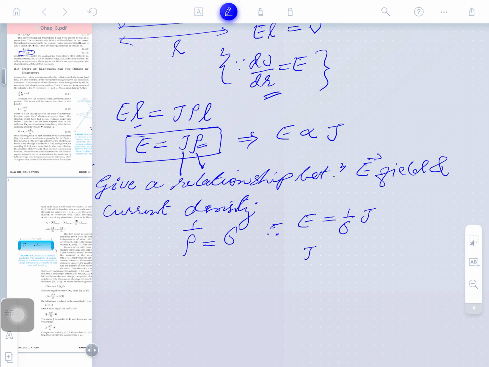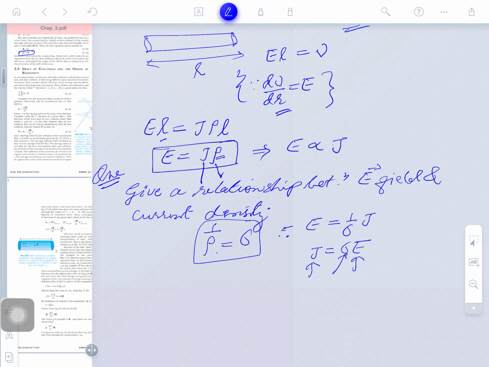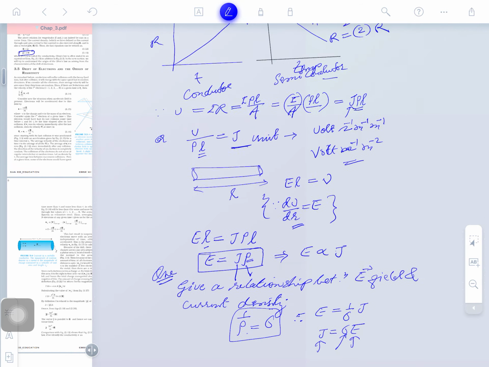J, or also can be given as J is equal to sigma into E. So what we can speak, conductivity: the current density is proportional to the field. Stronger the field, stronger the current density. Clear, guys? This is called the conductivity of materials, and resistivity is the measure reciprocal to that. Well understood? Now note down this expression.